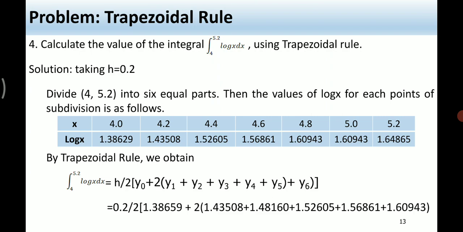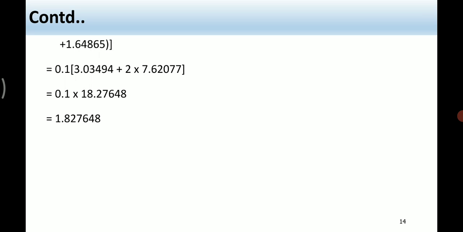The trapezoidal rule formula is given by h by 2 into y0 plus 2 into y1 plus y2 plus y3 plus y4 plus y5, plus y6. Here the values are substituted. Your y0 value is 1.38629 plus 2 into, what is your y1 value? That is 1.43508. Then your y2 value is 1.52605. All the remaining values up to y6 are substituted, and you calculate. So we get the result, that is 1.827648.